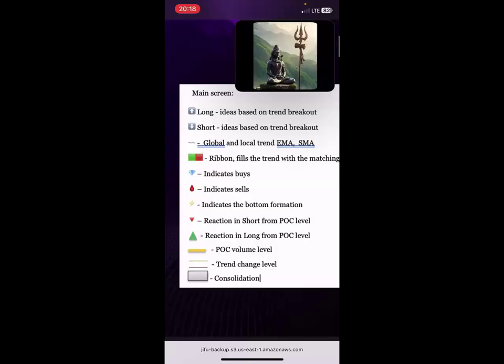Then you will notice that on your trend wave scanner, once you're on a trade, some boxes are always appearing. It can appear like 3-4 times. It's always appearing. It means the market is consolidating.